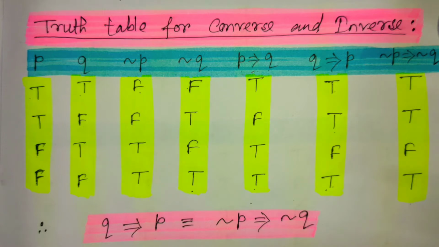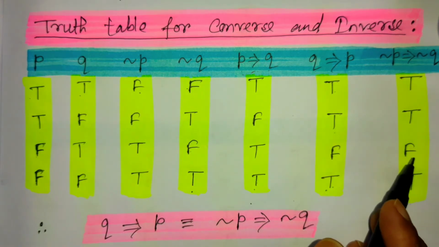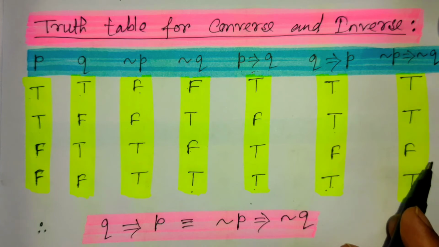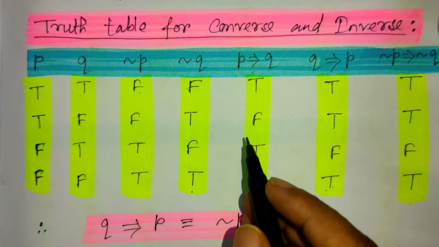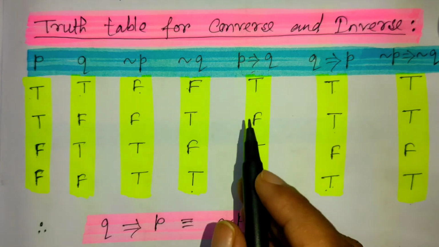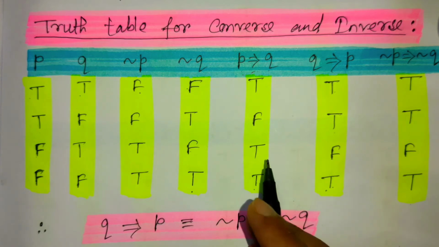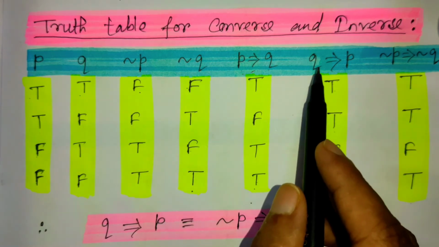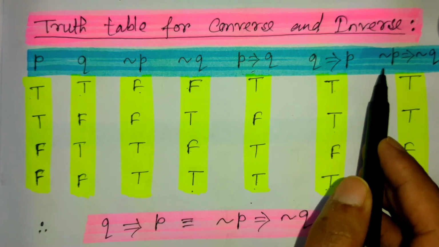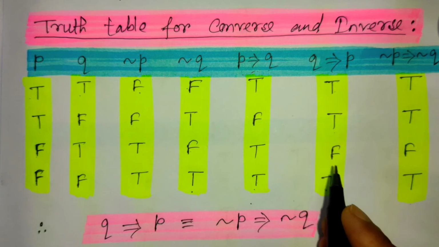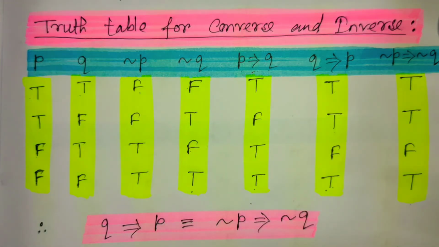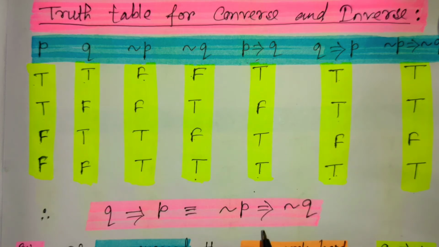So we can say these two are equivalent, and we can say the inverse is the contrapositive of the converse. We know the contrapositive of P implies Q is not Q implies not P. So now here we find that Q implies P and not P implies not Q. So we can conclude that the inverse is the contrapositive of the converse of a given conditional statement. That one you can prove also using the basic logical connectives, and that is your homework.